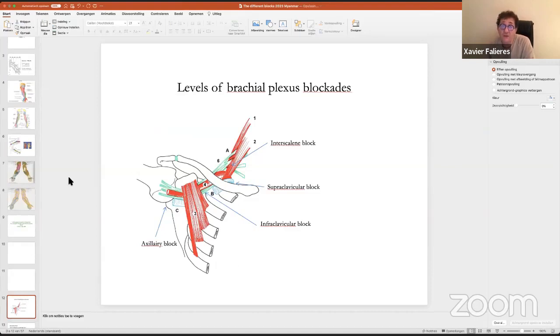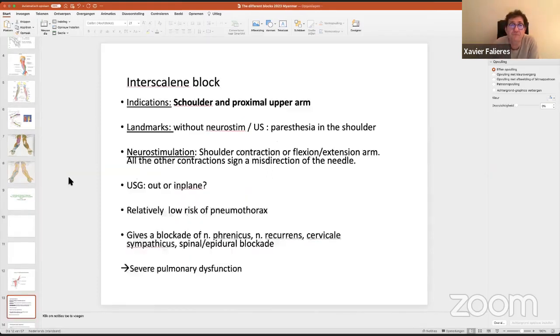We are going to speak of the four levels of the brachial plexus blockade you can give: the interscalene, the supra- and the infraclavicular blocks, and the axillary block. Please give your block depending on the surgery and what you want to reach. Don't give an interscalene block for a hand surgery. It's totally useless.